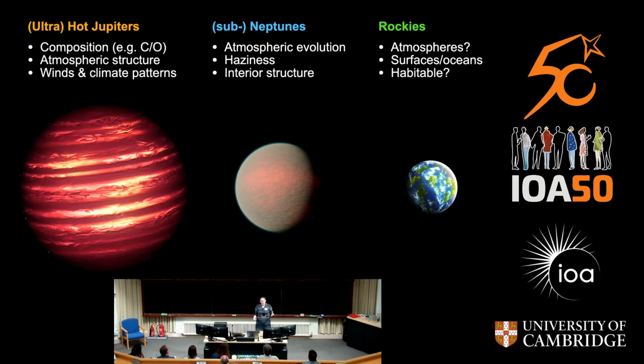So with the giant planets, what I'm going to show you is we're sensitive to things like their composition, their atmospheric structure, and their winds and their climate patterns. Okay, these planets are big. We can do quite a bit of signal to noise on them.